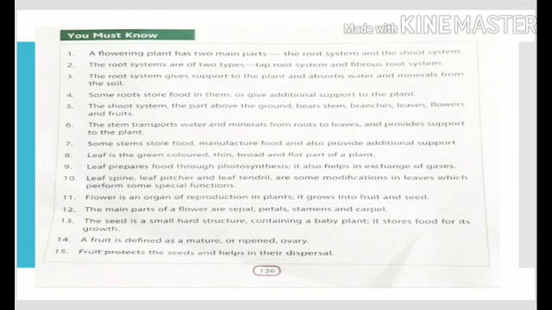Number 14, a fruit is defined as a mature or ripened, means paki hui, ovary. And number 15, fruits protect the seed and help in their dispersal. These are the two functions of fruits. So this is all about 'you must know'. Now come to the fill in the blanks.